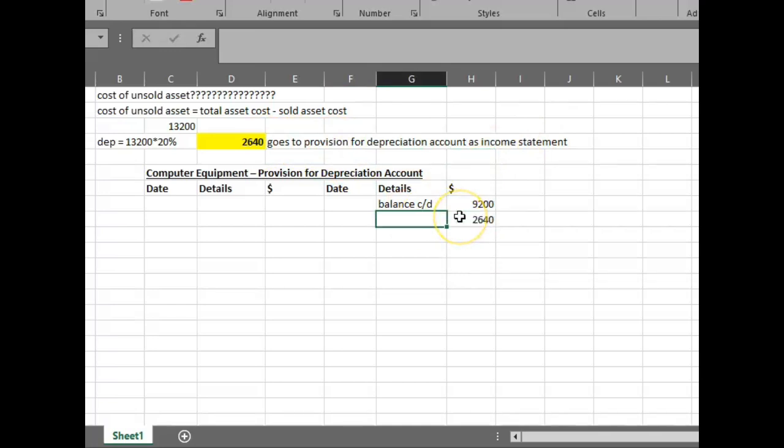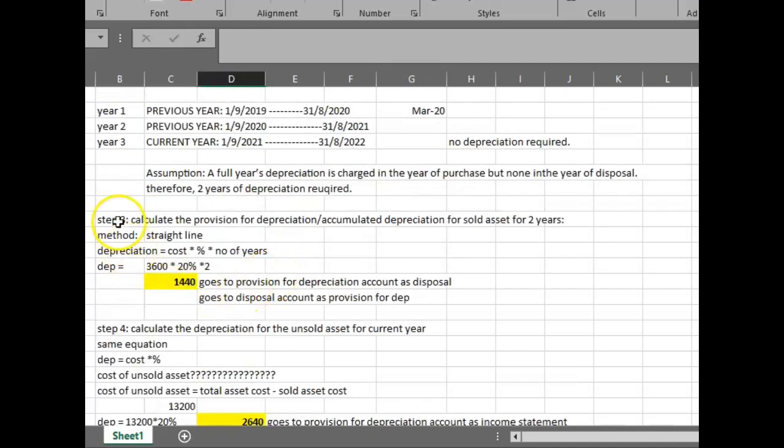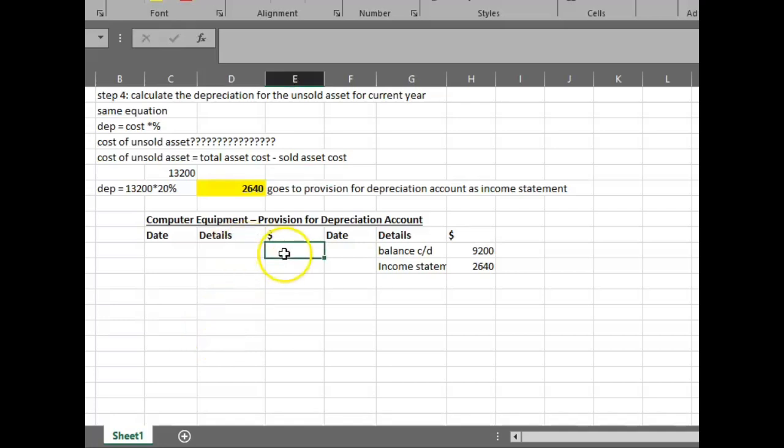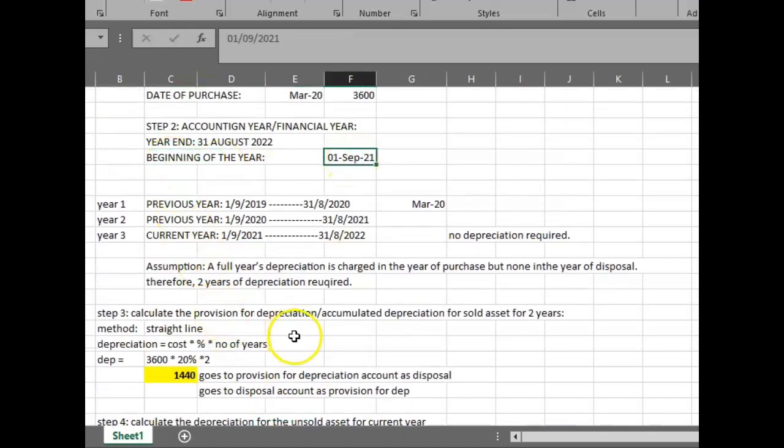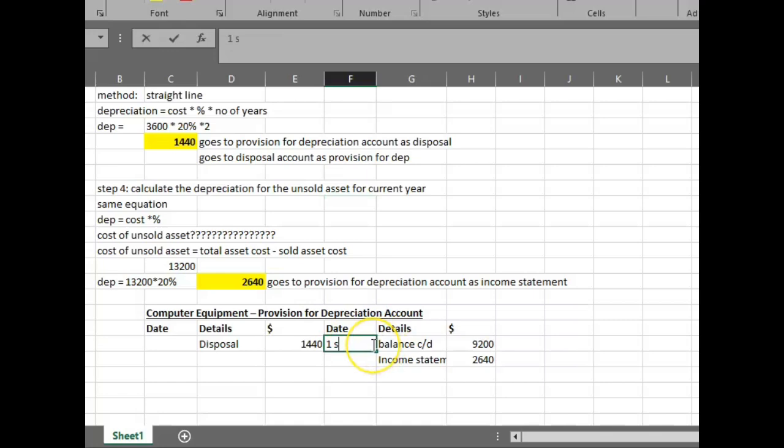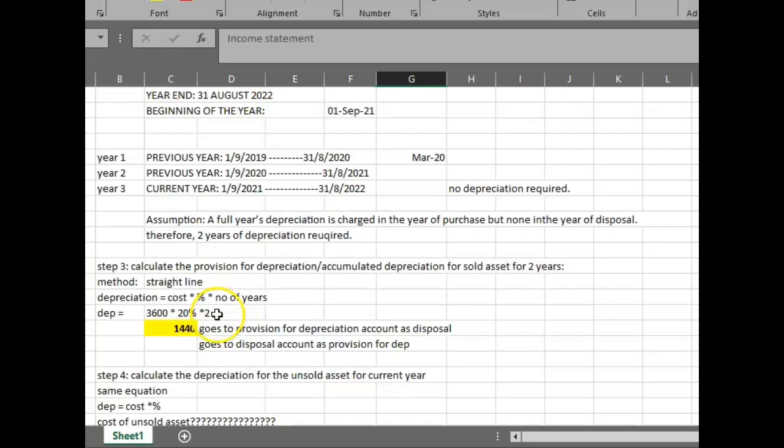Next, post the value from Step 4 as income statement on the credit side. This is the depreciation expense, which increases the provision for depreciation balance. Since the provision is a credit account, we increase it by crediting the account. In Step 3, we got a disposal, which means we need to remove a portion of depreciation related to the asset being disposed of. This reduces our balance, so we debit the account for this amount.